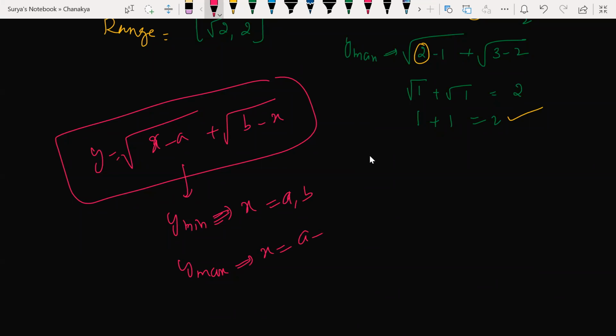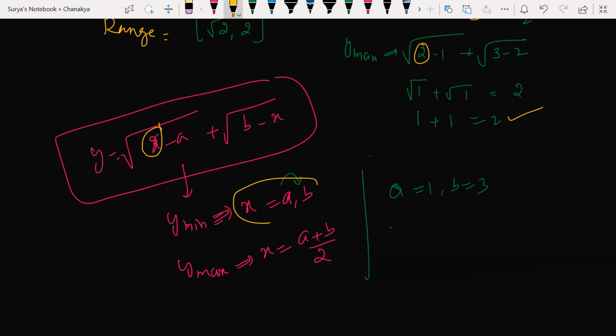For y maximum, I have to take x value as a plus b by 2. If I do not know what x values should be substituted here, I'm taking a and b. For example, I'm taking x value as 1. As per the question, a value is 1, b value is 3. So you can take either a or b, anything you take. You need not take both at a time. I'm talking about the minimum value.